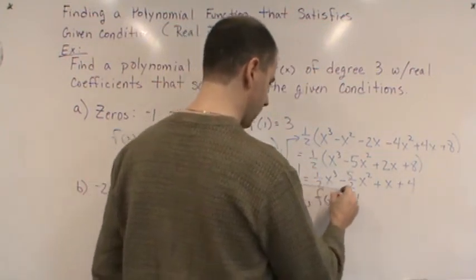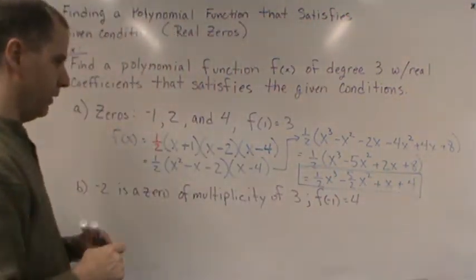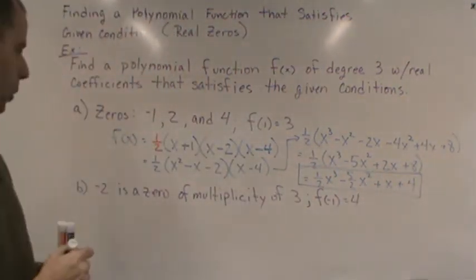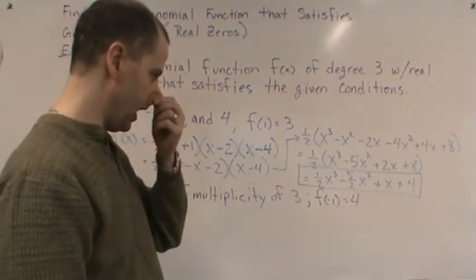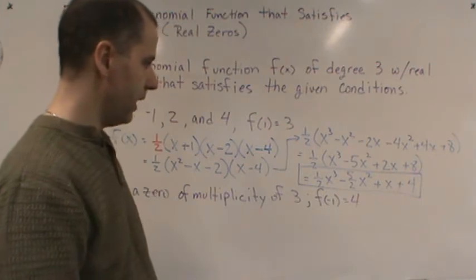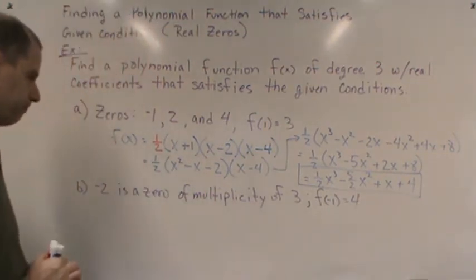And so that is our answer for that one. So f of x is equal to 1/2 x cubed minus 5/2 x squared plus x plus 4. And that's it for that one.